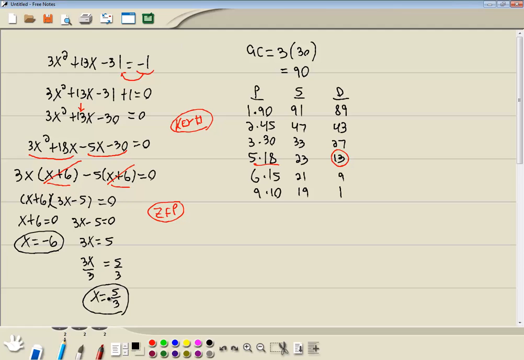You could have also done this problem with the quadratic formula. I like factoring, so I'll always go with that method if I can.